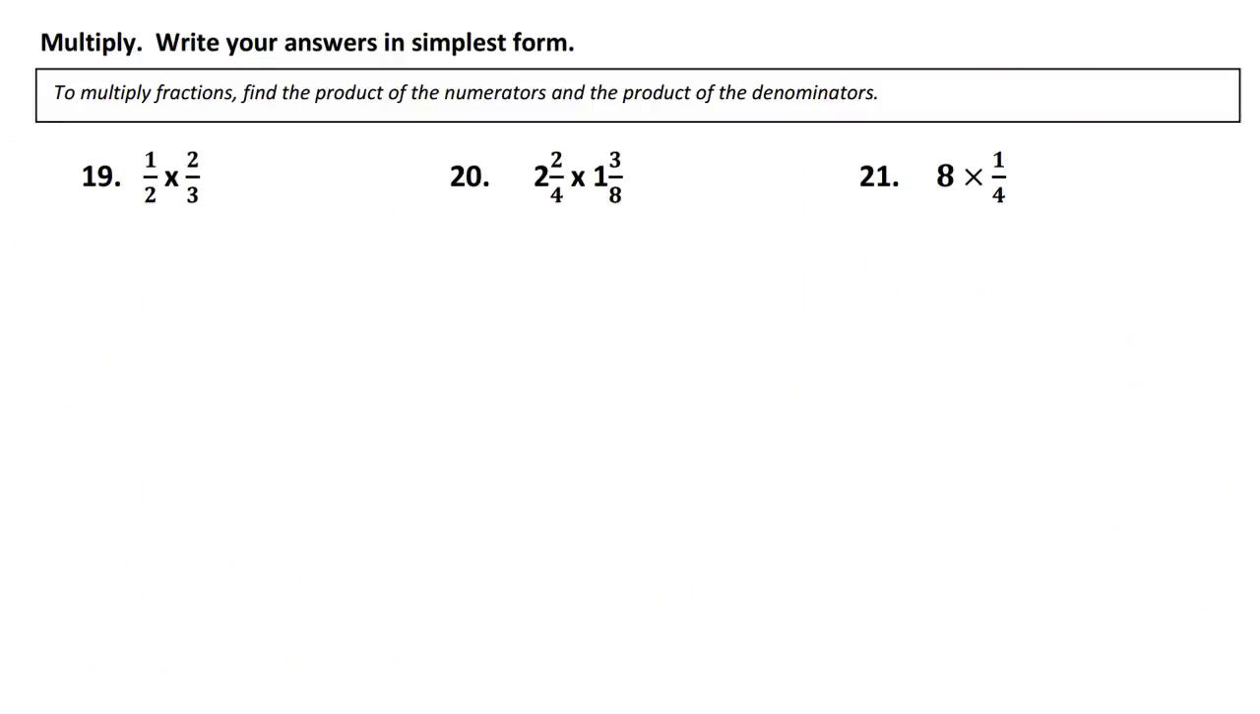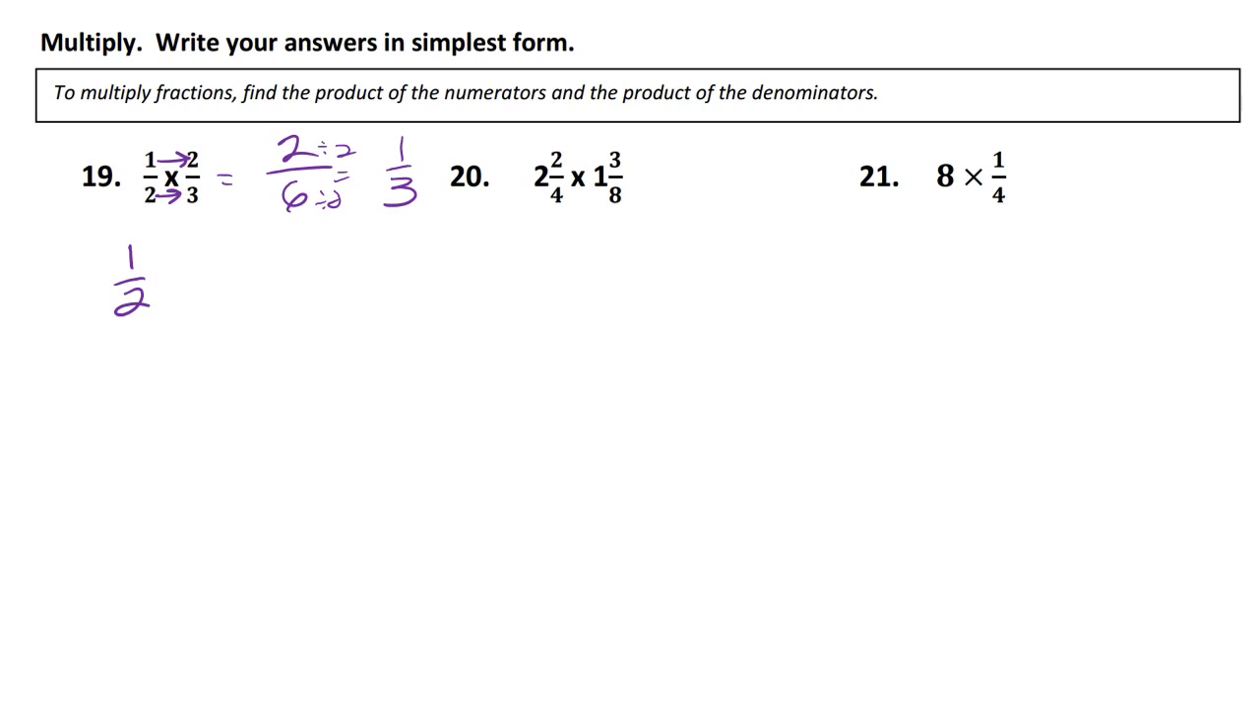All right, here we have questions 19, 20, and 21. So to multiply fractions, for number 19, all we do is multiply our numerators, which equals 2. We multiply our denominators, 2 times 3 is 6. And then we simplify that by dividing by 2 to equal 1/3.